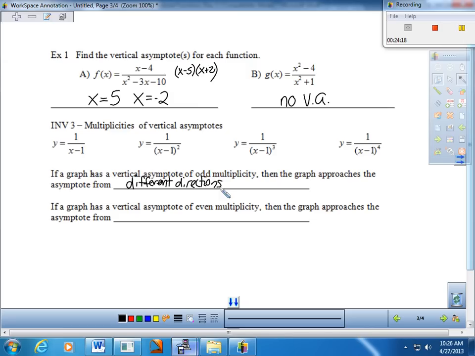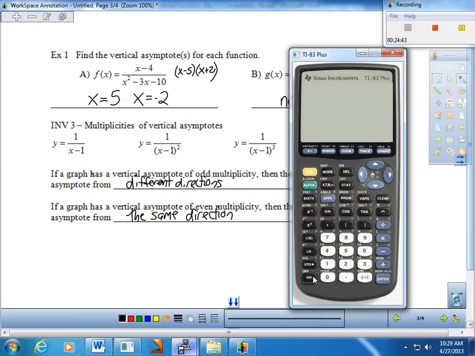One's going down to negative infinity, the other's going up to positive infinity. Cool. If a graph has a vertical asymptote of even multiplicity, then the graph approaches the asymptote from, and I just wrote, the same direction. Either they're both shooting up to infinity from the left and right, or they're both shooting down to negative infinity from the left and from the right. And you happen to see them both shooting up to infinity here.